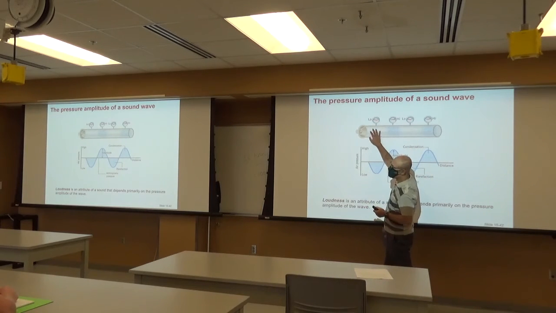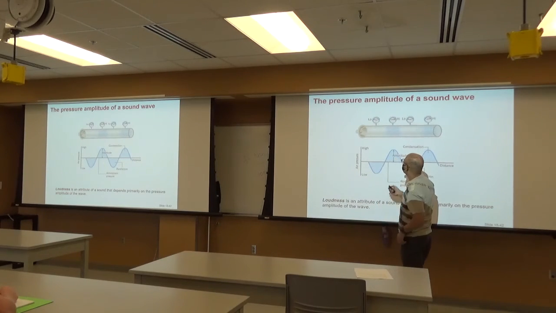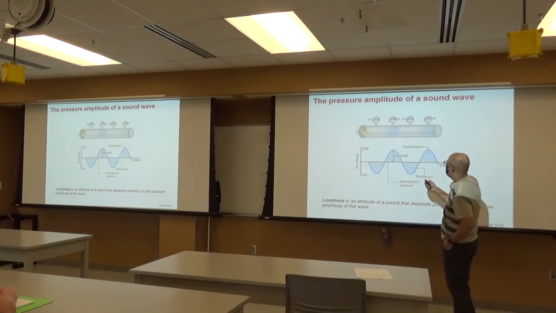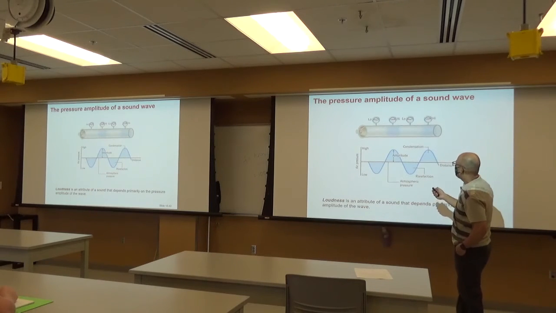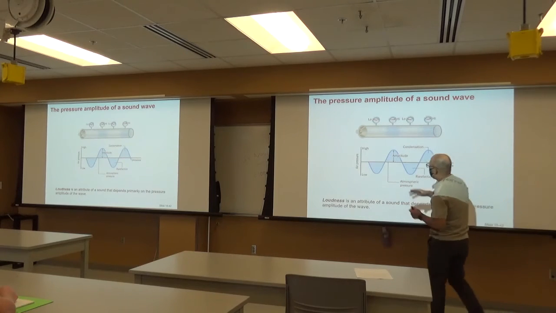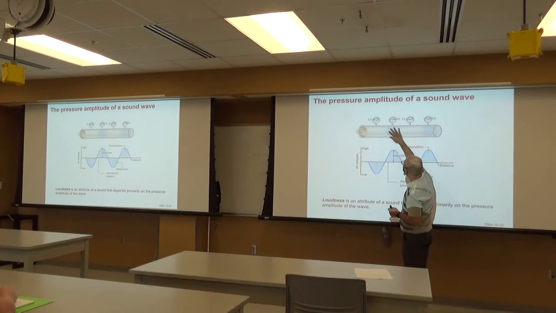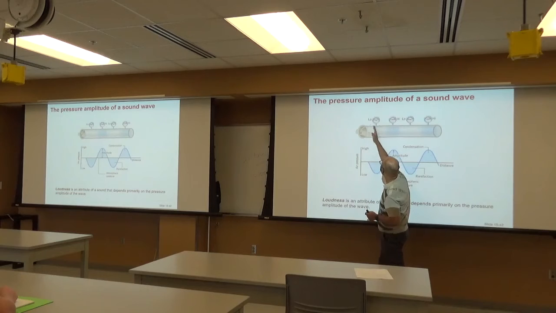Here, because there are fewer molecules or air particles, there's less pressure. Okay? So you have a more pressure region and a less pressure region, and this changes continuously. At one instance, this becomes the more pressure region, and in the next instance, it will be the less pressure region because it's doing back and forth. So these molecules are doing back and forth, back and forth.